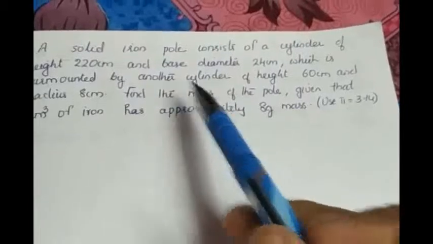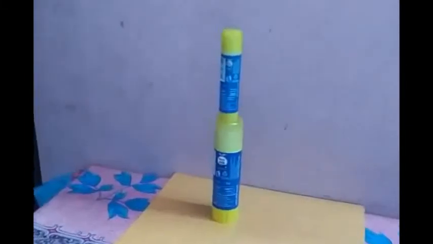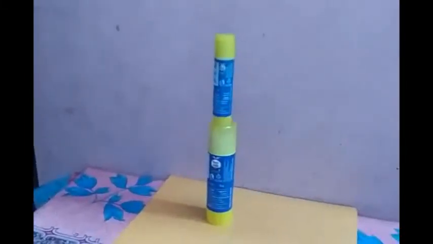Mass of the solid will be equal to mass per volume into total volume. Okay, so now let this be one iron ball which is of height 220 cm and base diameter 24 cm. Next one, let this be of height 60 cm and the radius 8 cm. And in the question it is said that it is surmounted. Surmounted means one on top of the other. Okay, this will be the case. So there is a cylinder at the base and there is a cylinder at the top. And the question is to find the mass of the ball. I already mentioned that to find the mass of the ball, we have to find the volume of the ball.